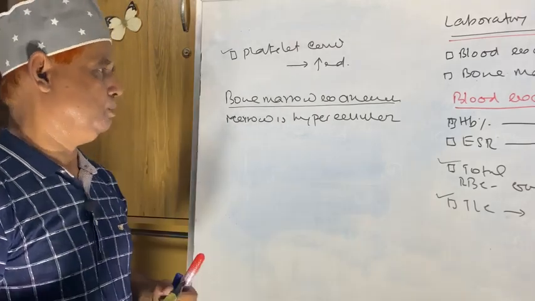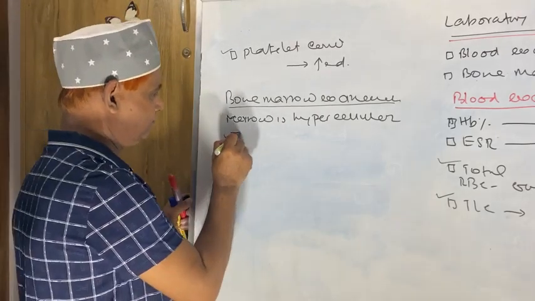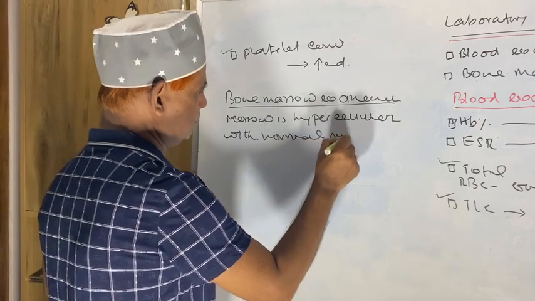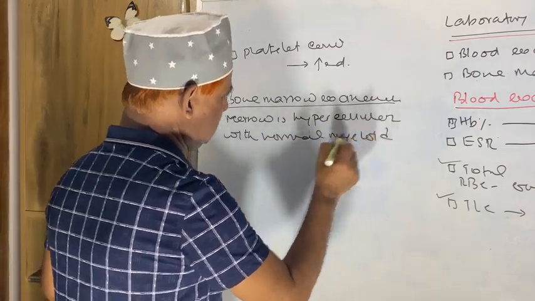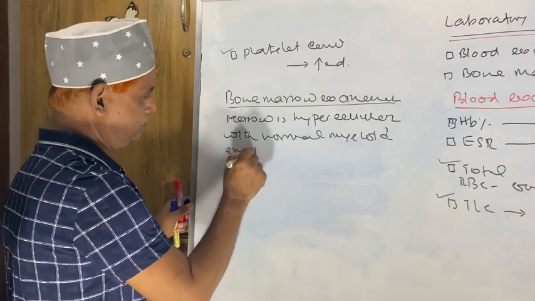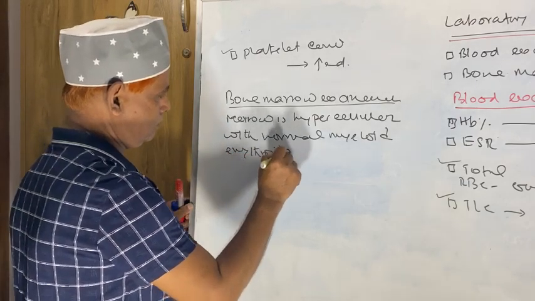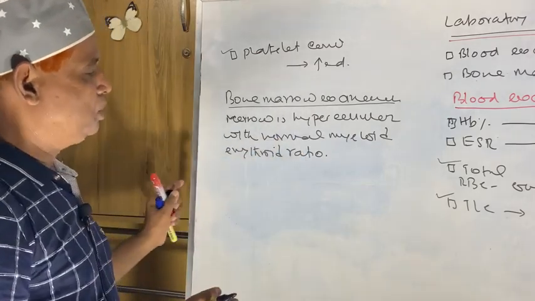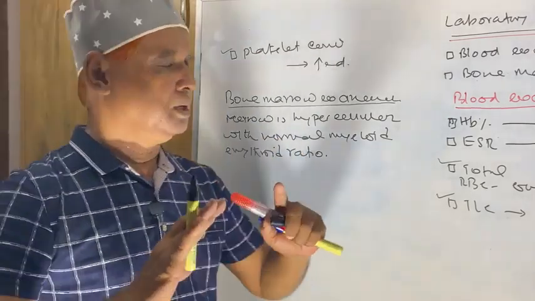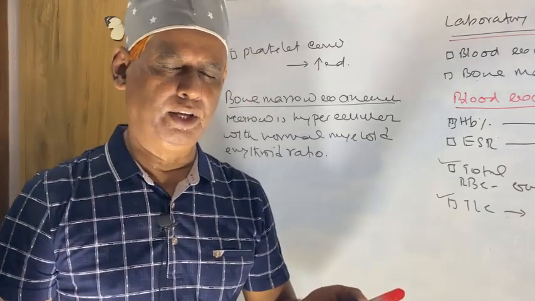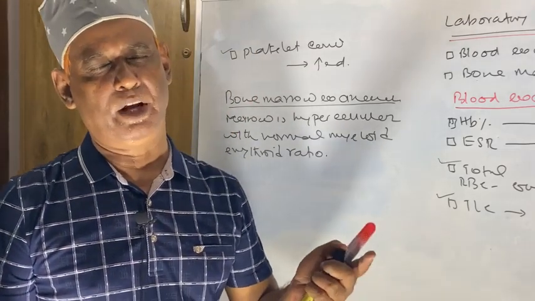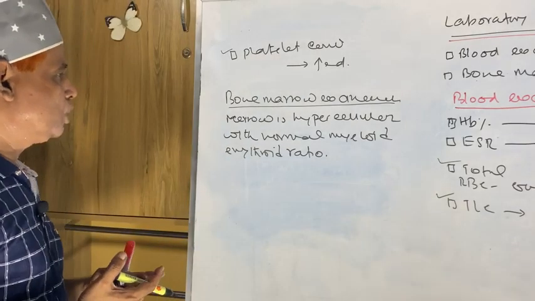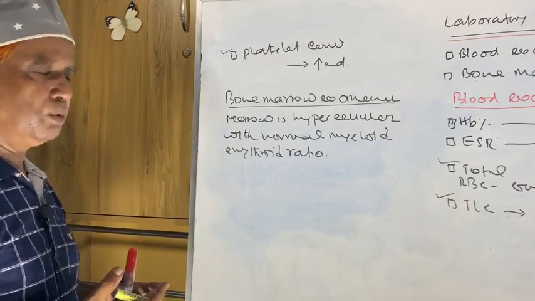So marrow is hypercellular with normal myeloid erythroid ratio. Why the ratio is normal? Because there is hyperactivity of the erythroid series and also hyperactivity of the myeloid series. So normal myeloid erythroid ratio.